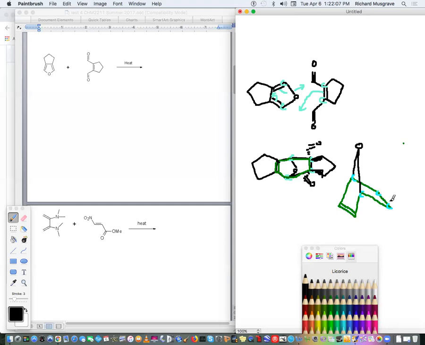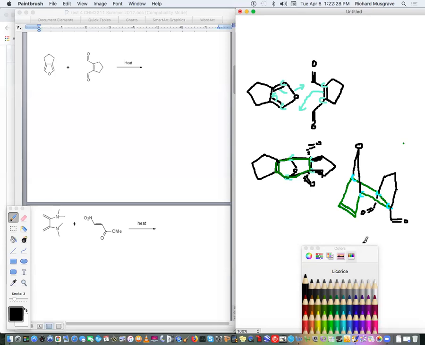Now, this is a single bond. So one of those situations is sticking up. That's the 5-membered ring. And what's sticking down is the aldehyde groups. Okay, any questions?